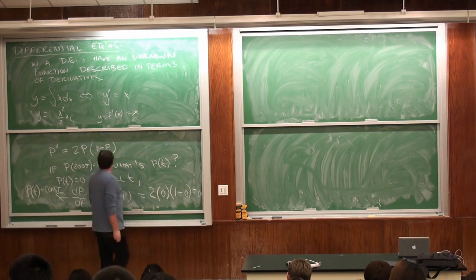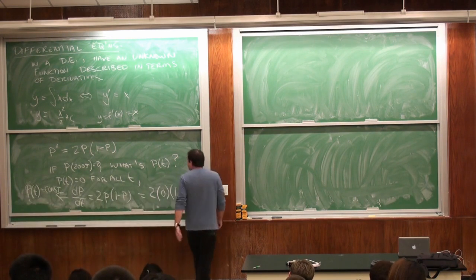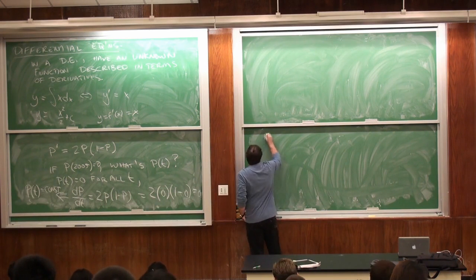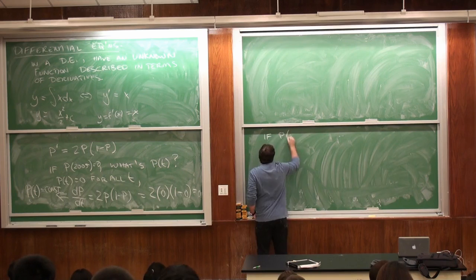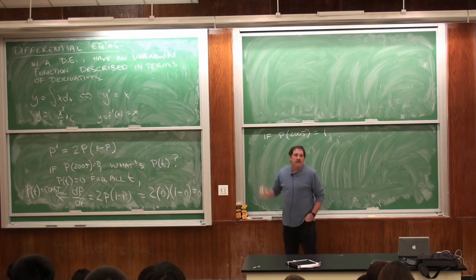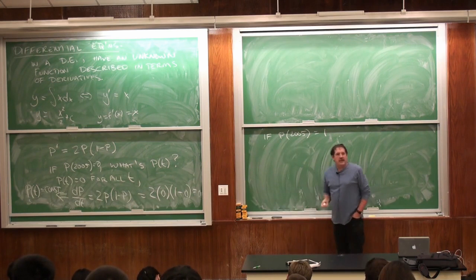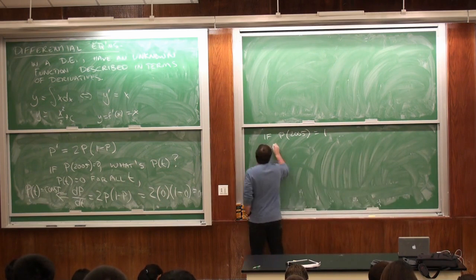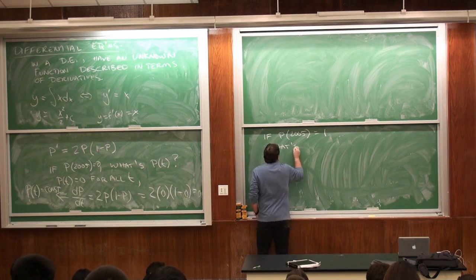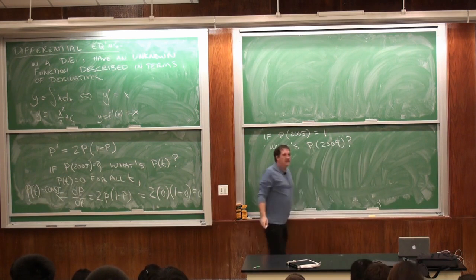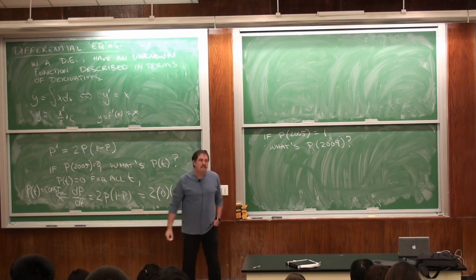Then let's take another example. Same example, but another choice. If the population in 2005 was 1, measured in, say, millions, what's the population in 2009? 1.